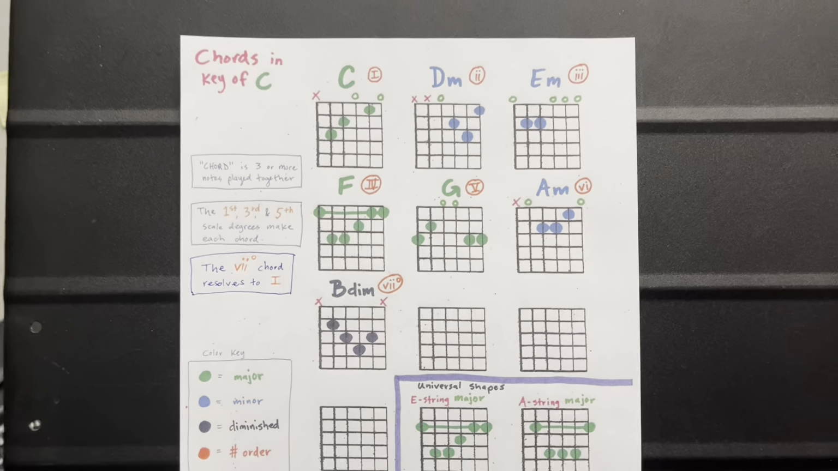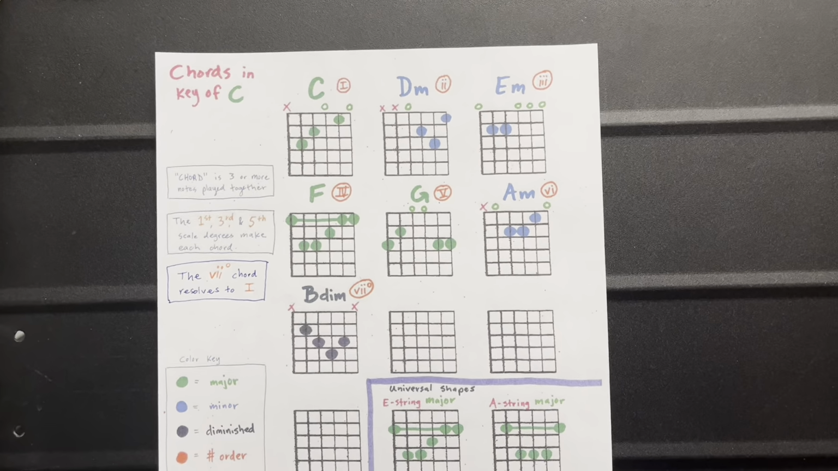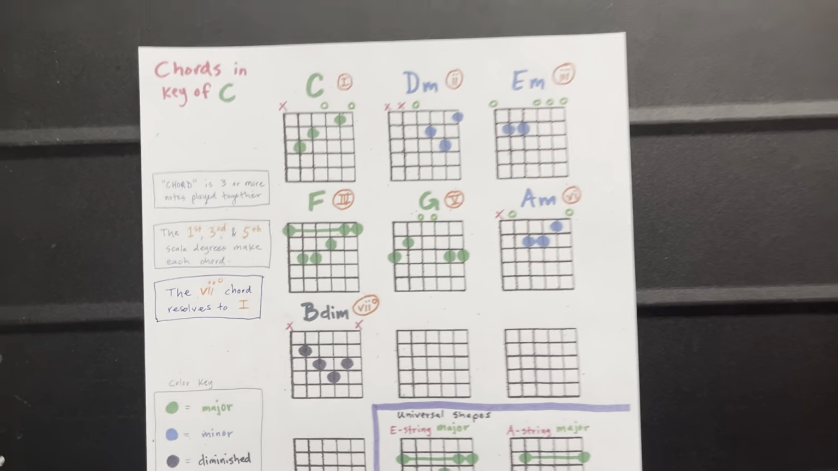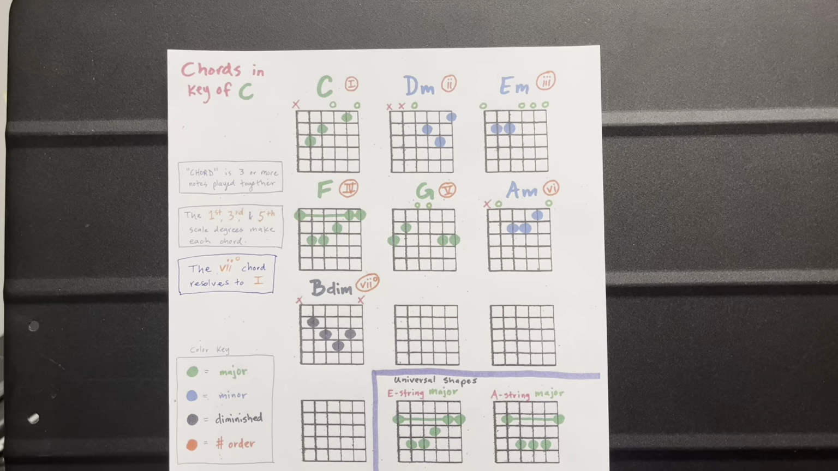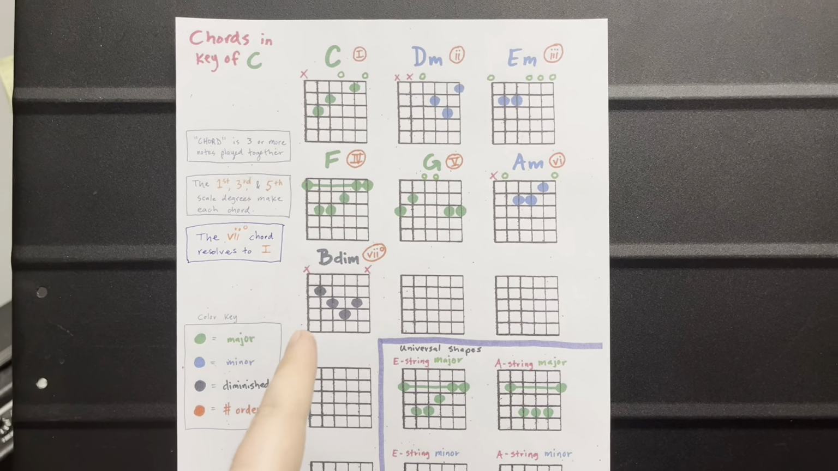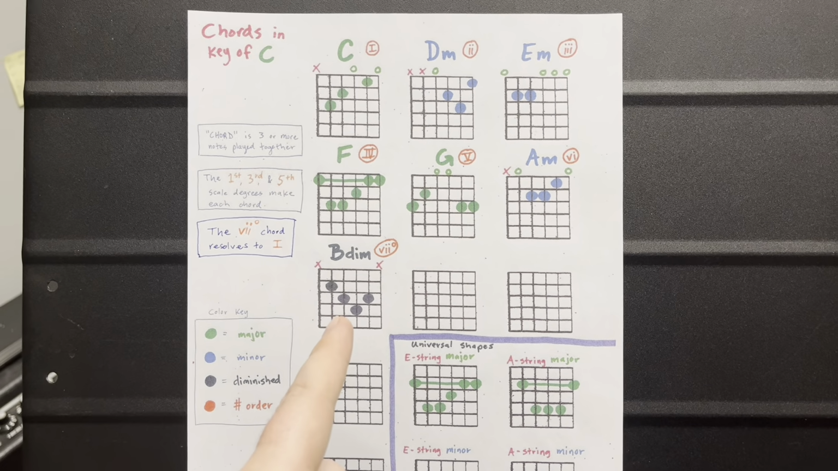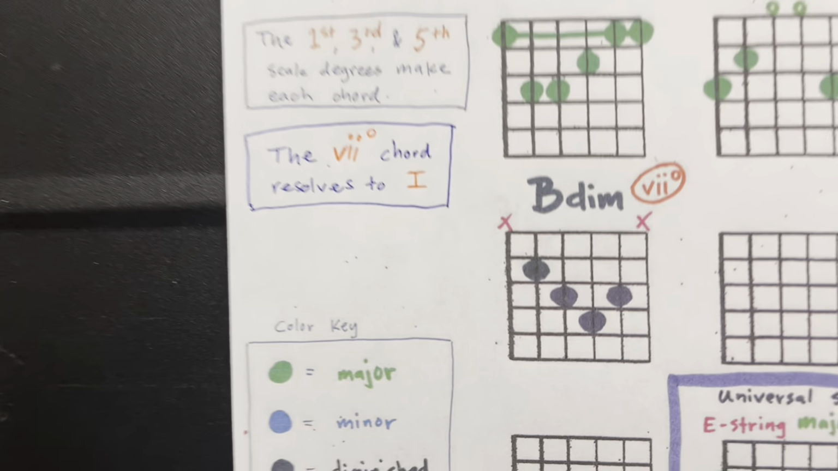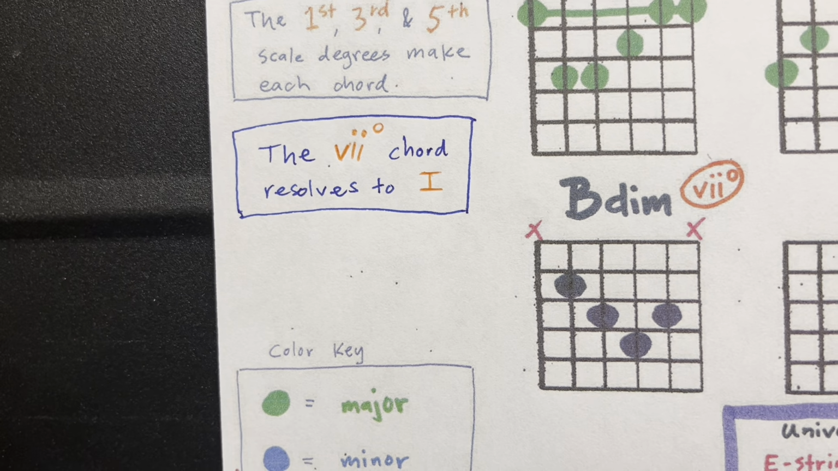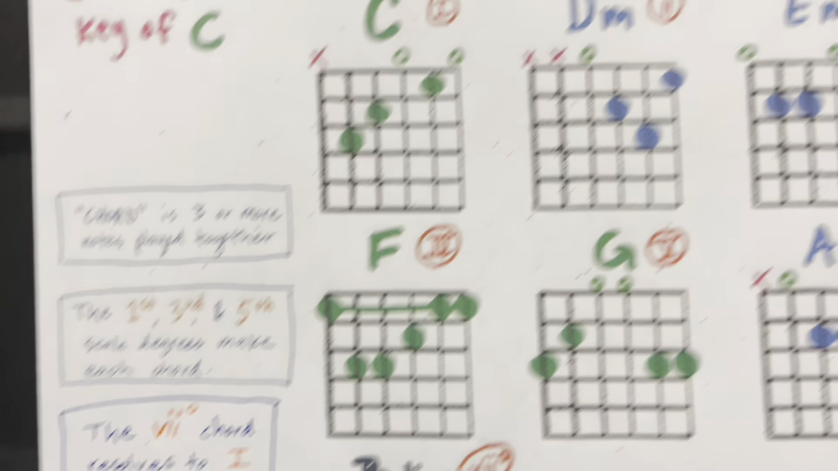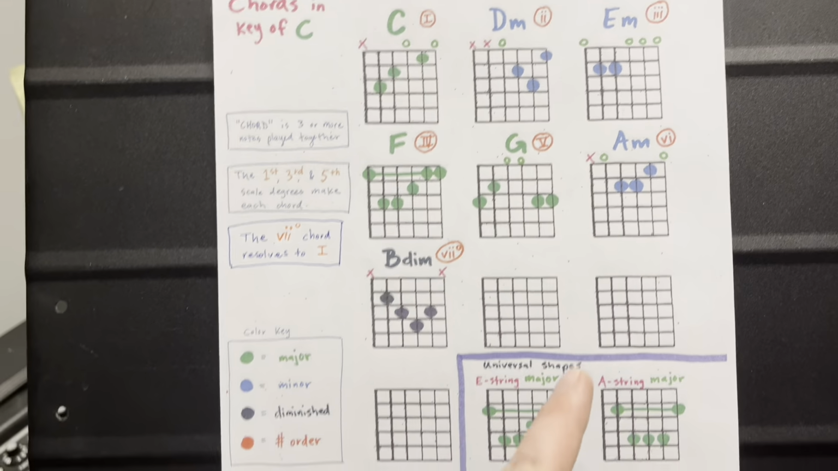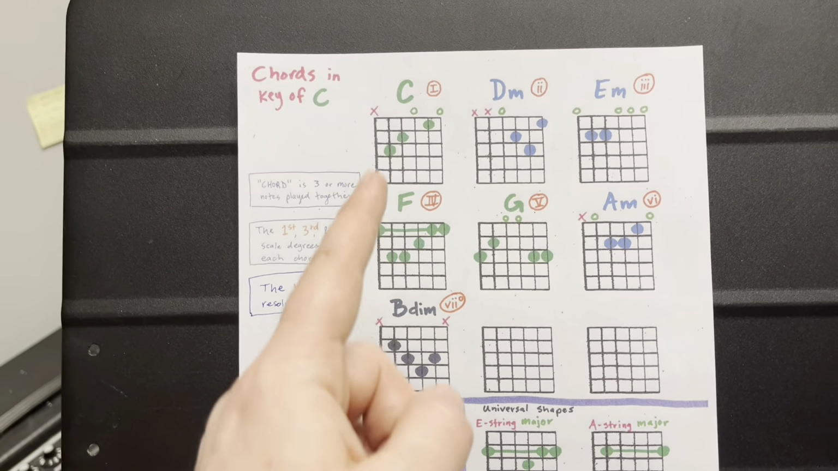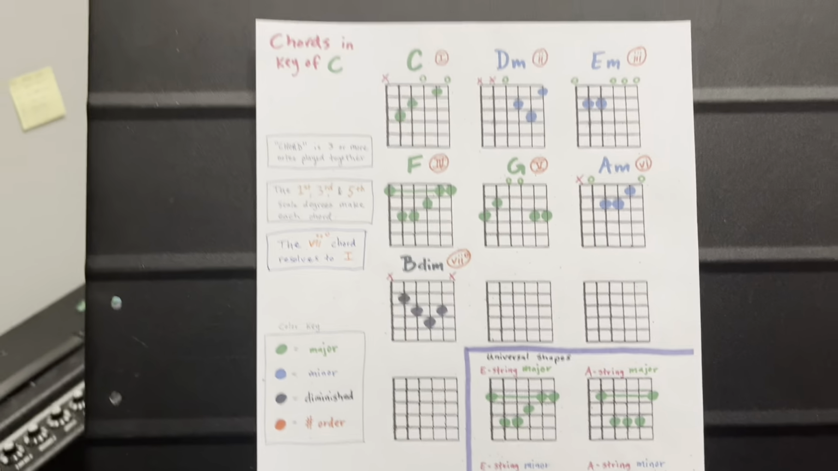Now, something cool about all of the chords in the key of C, well, the chords in a key in general, are that each key has a diminished 7 chord. And most people don't know that the diminished 7 chord naturally resolves very nicely back to the major 1 chord. So if you play B diminished followed by C, it'll sound nice, as heard here.